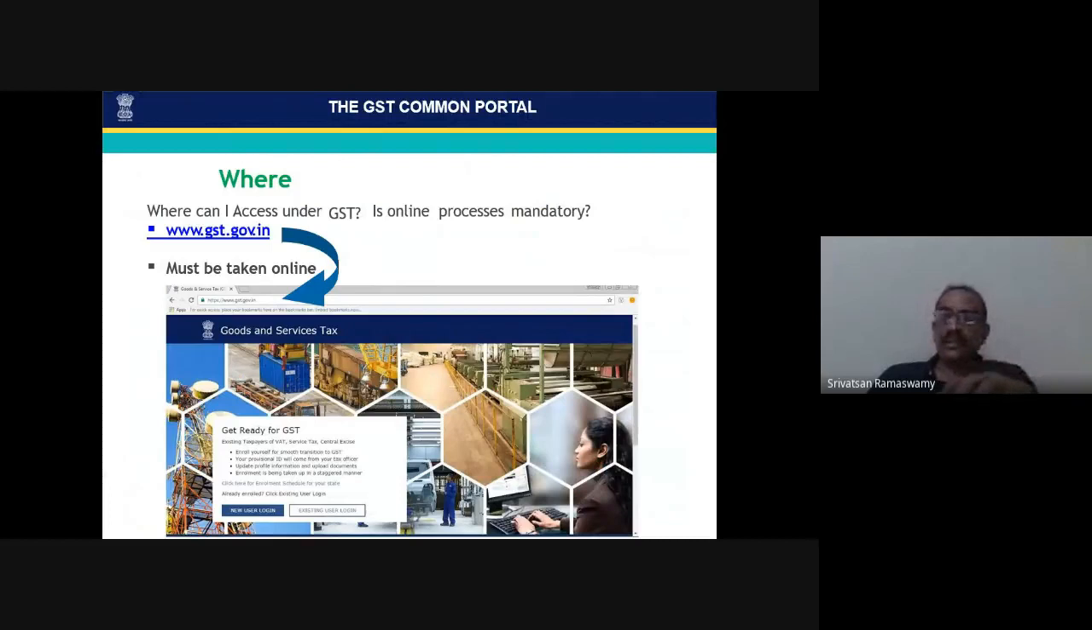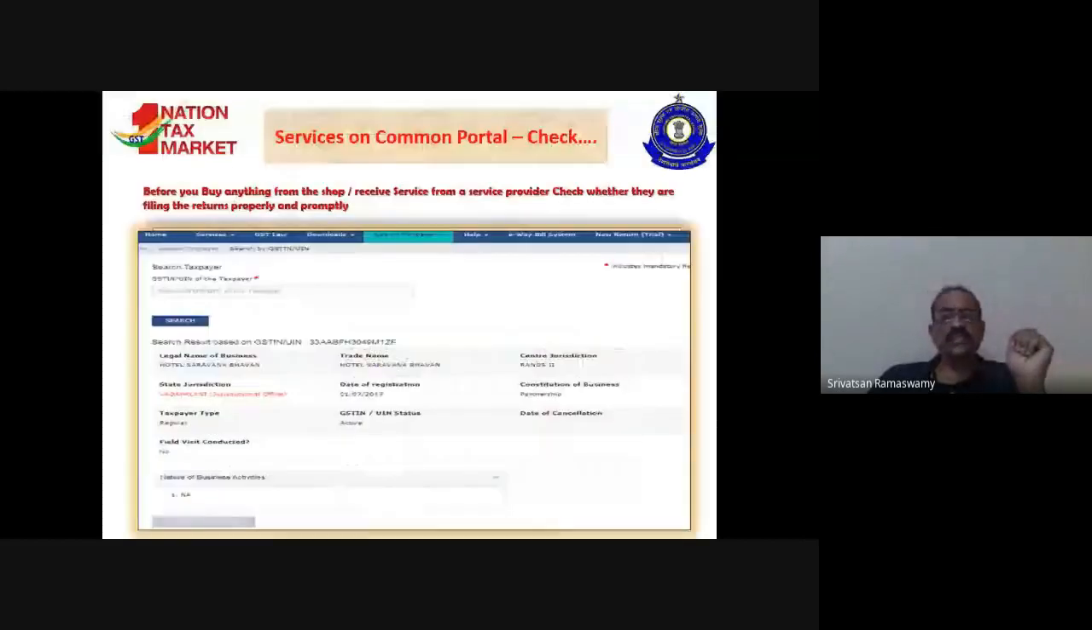Where to seek authentic information, I will give you that. This is what I wanted to show you. This is the GST Common Portal, gst.gov.in. This will be the home page from where you can go. You have to create a user login as a GST practitioner, register with the department, take an examination conducted by the department, then become a certified GST practitioner, and then you can go and help your clients.